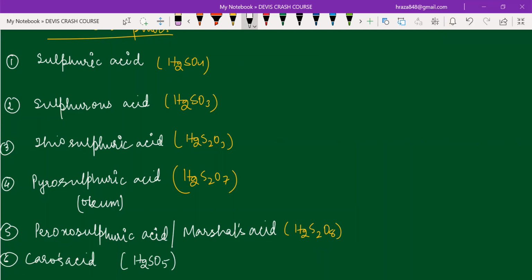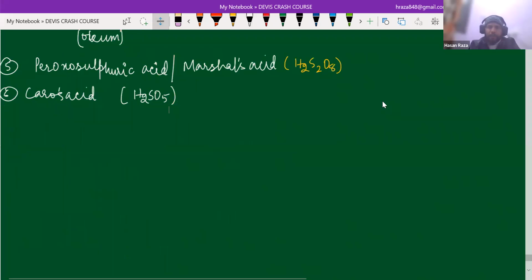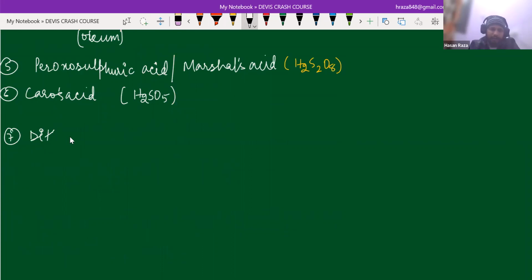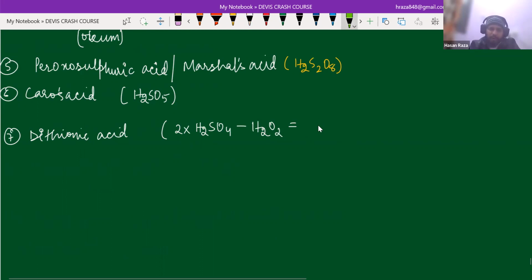Can you change the slide? Now come to the next, the seventh one, dithionic acid. It has the formula 2 into H2SO4 minus H2O2. What you will be getting is H2S2O6. This is the formula for dithionic acid.